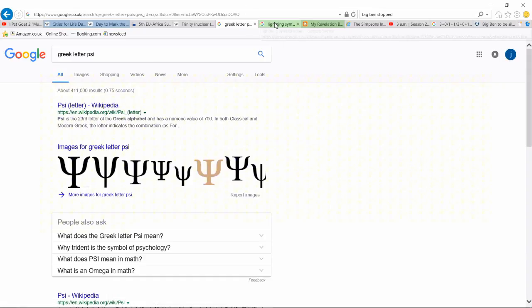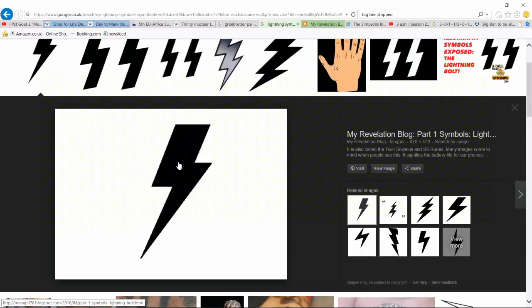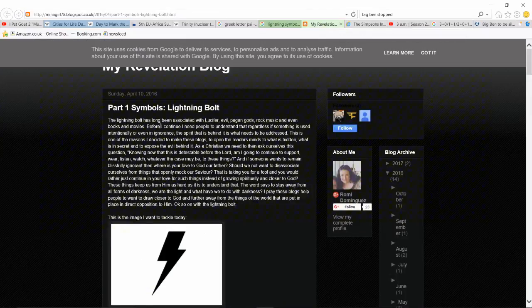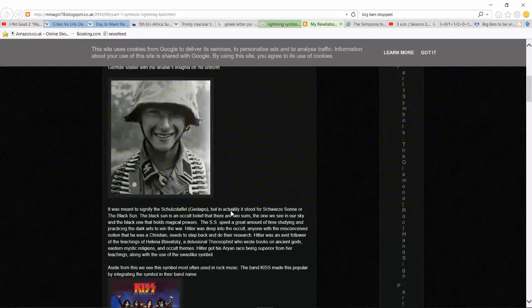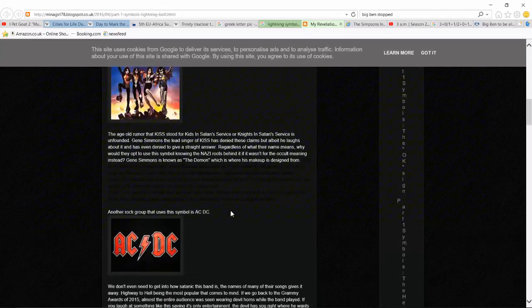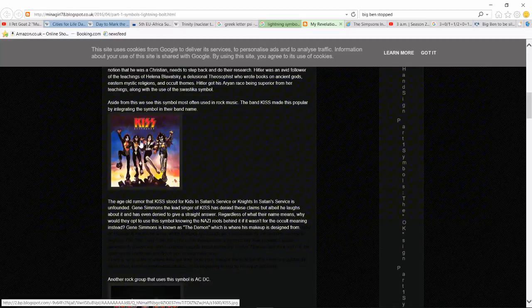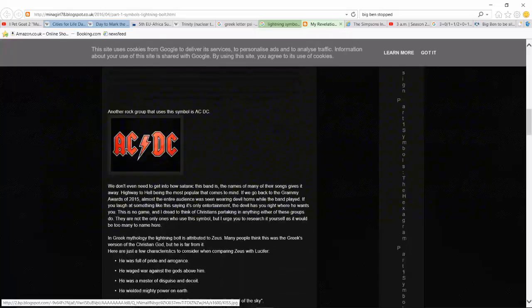And then the lightning symbol itself kind of looks like that. It's not exactly looking like that, but that's basically it. And that symbol has been associated with Lucifer, evil pagan gods, rock music, and even books and movies. If we scroll down a little bit more, you've got it on the Kiss rock band. They've got it in their actual name there.